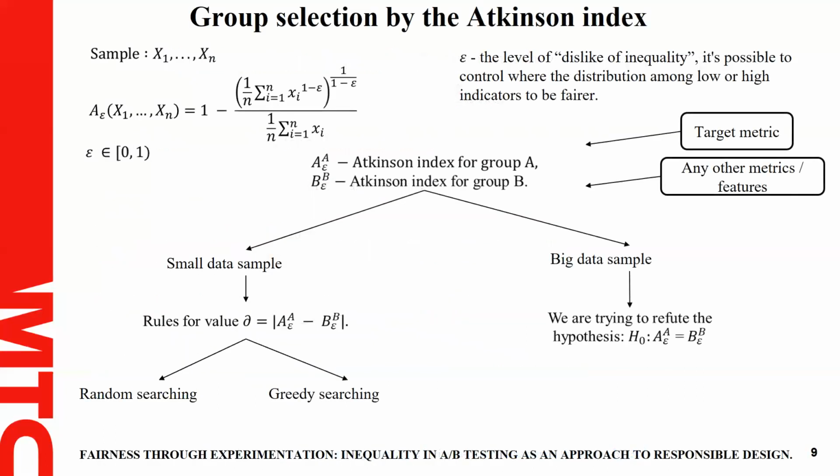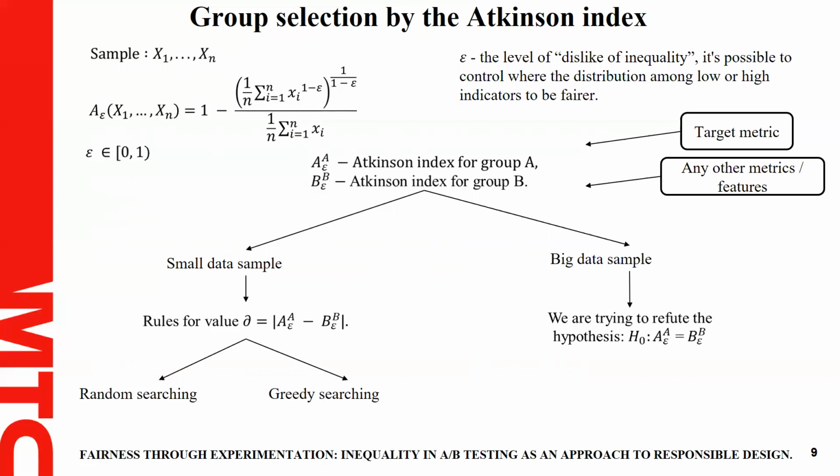Okay, let's now move on to the last algorithm, selection of groups by the Atkinson index. It came from an article from the 2020 LinkedIn company. They use the Atkinson index just to check whether groups A and B are fair or not, according to one indicator or another. Unlike us, they had a lot of data. So we tried to implement this article in those cases when we don't have much data.